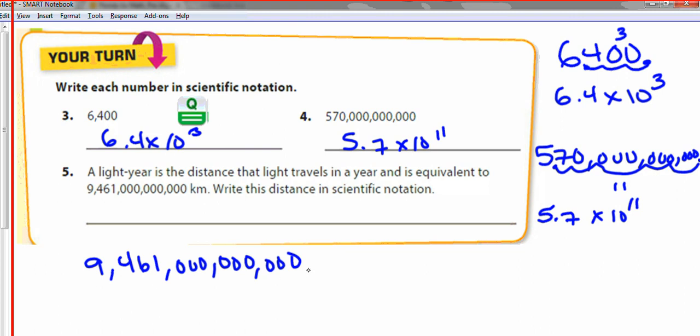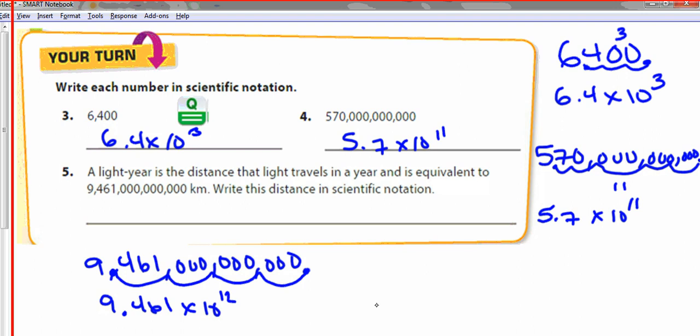Again, no decimal, so the decimal goes all the way to the end, and we see that we move it 3, 6, 9, 12 times. So 9.461 times 10 to the 12th power.